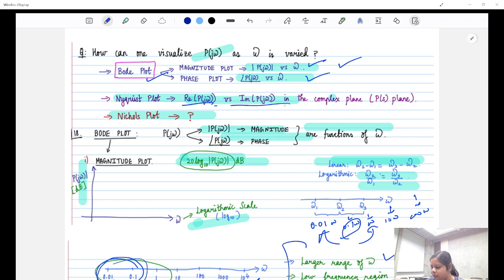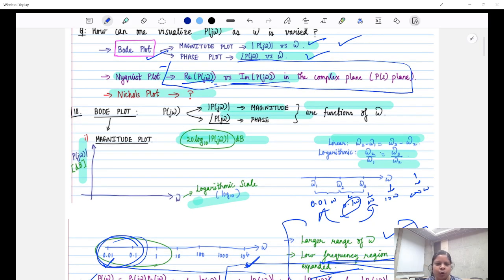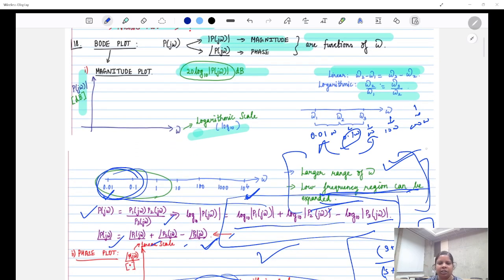The Nyquist plot that we are going to see today is basically plotted in the s-plane, which means the x-axis is the real axis of the plant transfer function, and the y-axis is the imaginary axis. Now for Bode plot, I won't go into detail as we had done last time, but there are a few advantages why we go for Bode plot and why we have logarithmic scale on the x-axis for frequency. The reasons are the following: we can cover a larger range of omega.